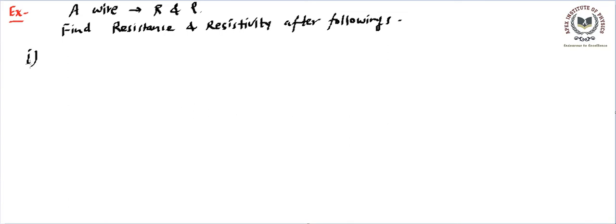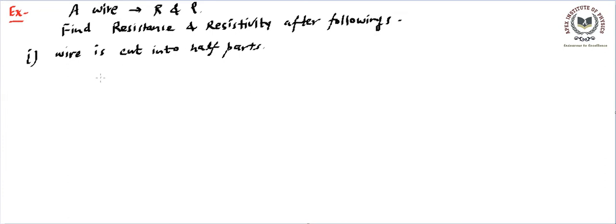So the first part is the wire is cut into half part, or we can say two equal parts. So the wire has been cut into two equal parts, so the half part of the wire we are interested in. So we can say how this R is going to change, how its resistance and resistivity are going to change. So let's say new resistance and resistivity are R dash and rho dash.